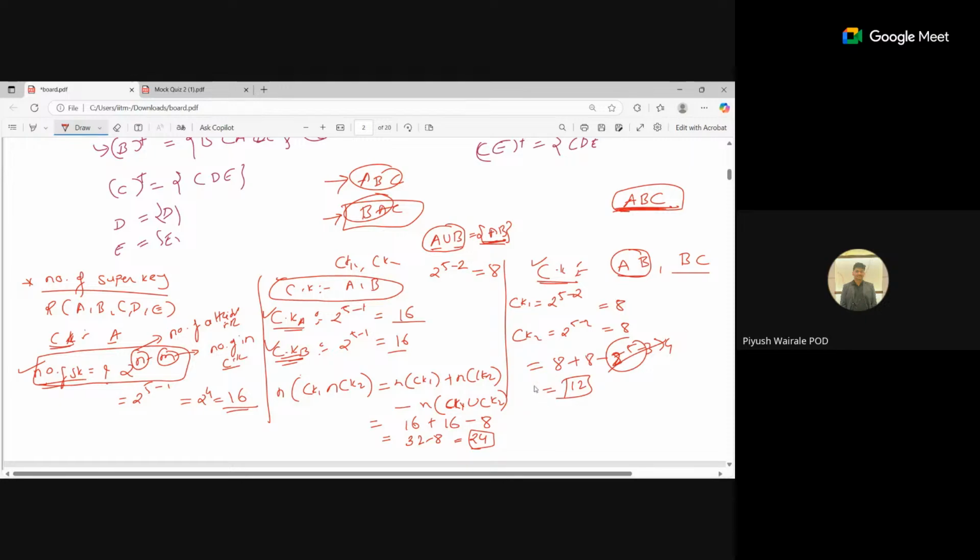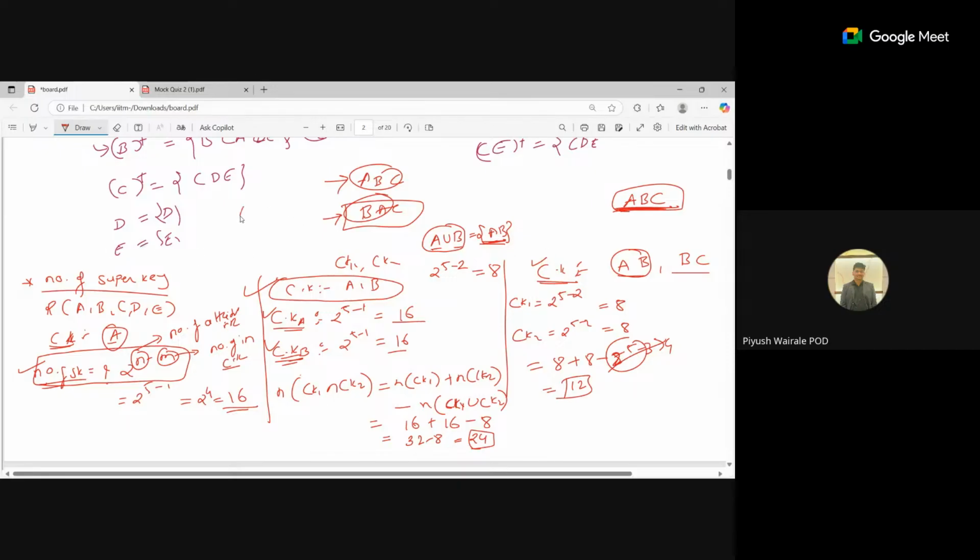Okay. So you can see we have three different cases: when we have one candidate key, two candidate keys, and here we have two candidate keys but there is some common attribute, right? If there is no common attribute, the union will have 4 attributes. That's it. So these are the three possible cases you can expect in the exam.